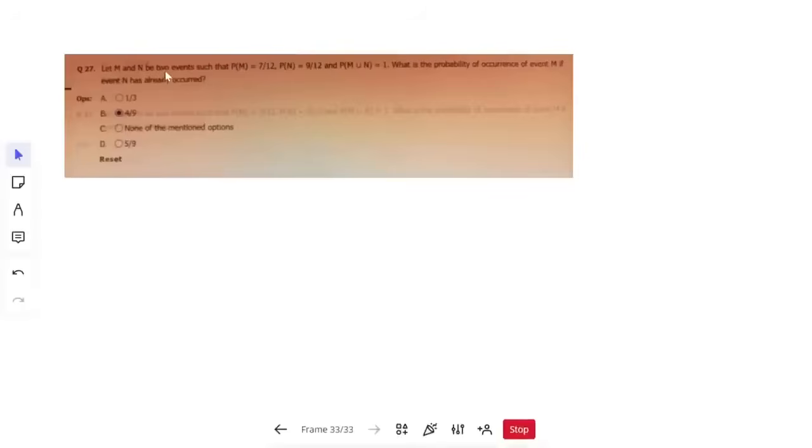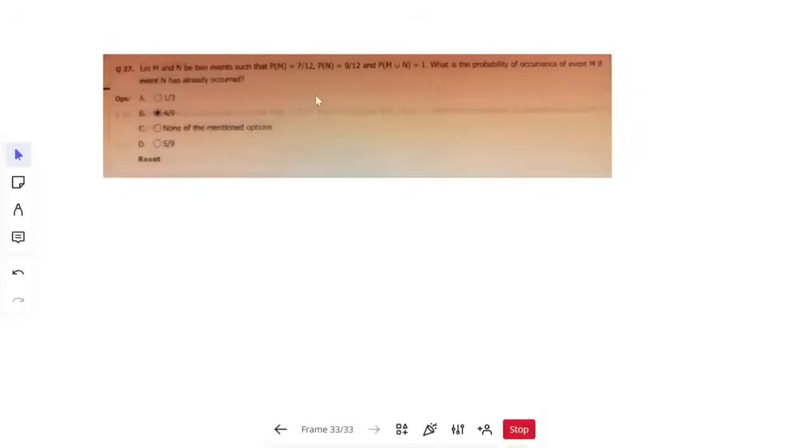Let's look at this question that we have. Let M and N be two events such that the probability of M is 7 by 12, the probability of N is 9 by 12, and the probability of M and N is 1. What is the probability of occurrence of event M if event N has already occurred? Let's see how we will solve this question. We have a formula for conditional probability, which is P of M and N divided by P of N. We have to use this formula to solve the question.